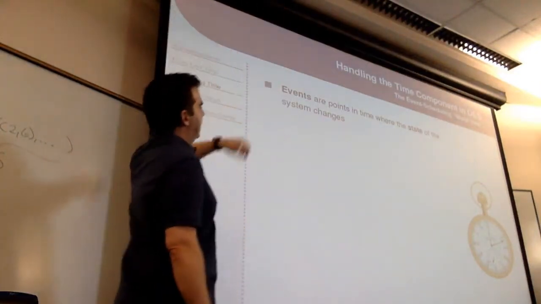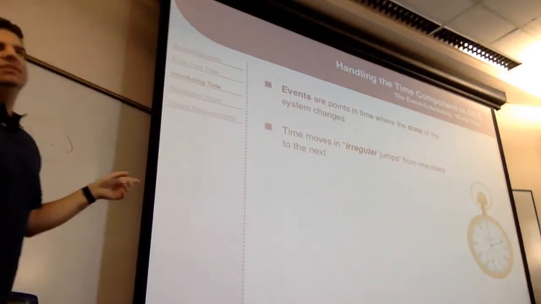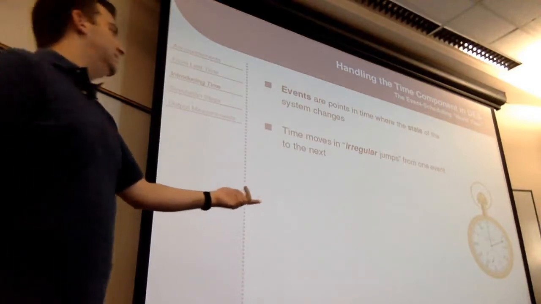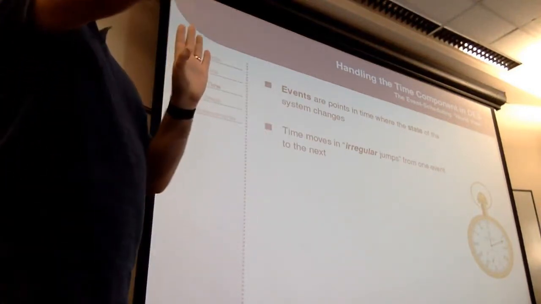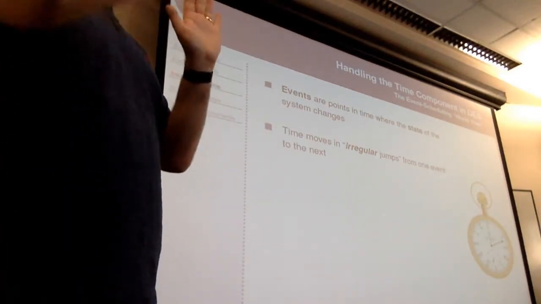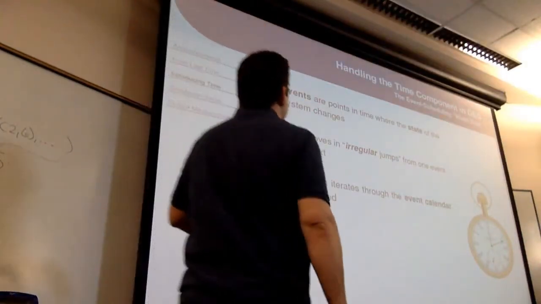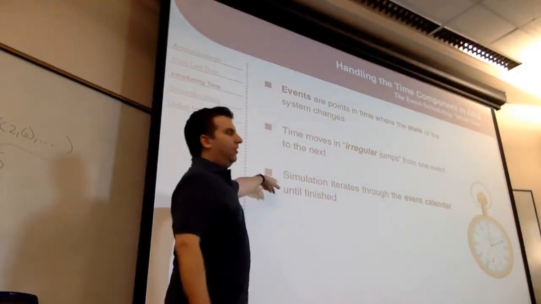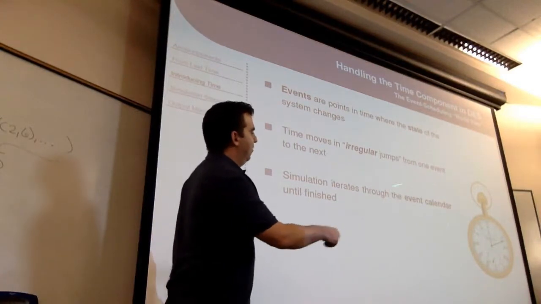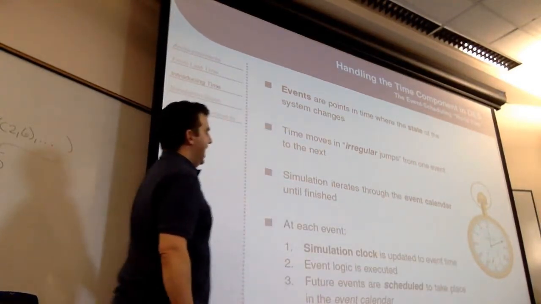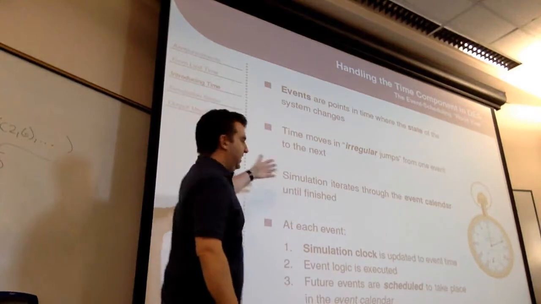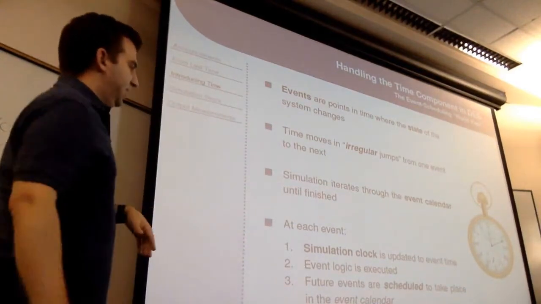The idea here is that events are points in time when the state of the system changes, and we only simulate the system from event to event. We don't care about anything in between events. So once you process an event, you have to schedule the next event, or else the simulation doesn't have anywhere to go. So we march through this so-called event calendar, or future event list, until we're finished, and that's how the simulation runs behind the scenes.